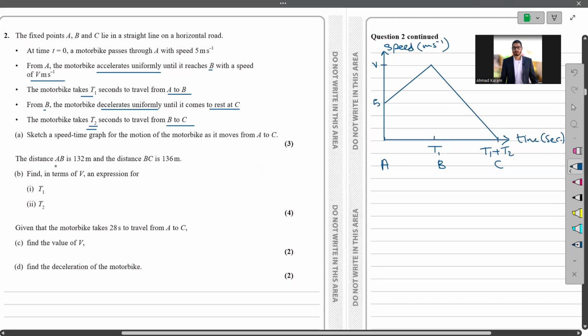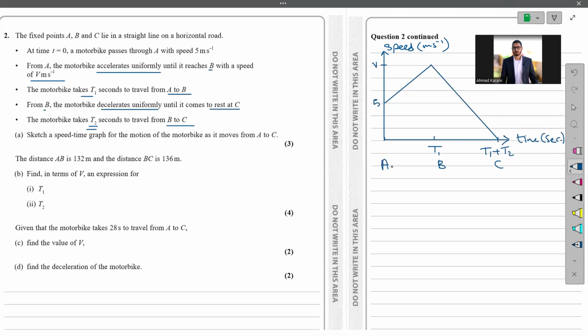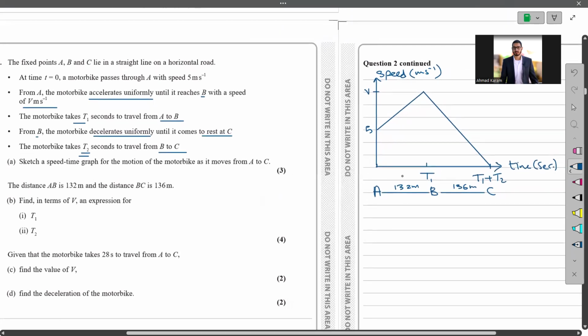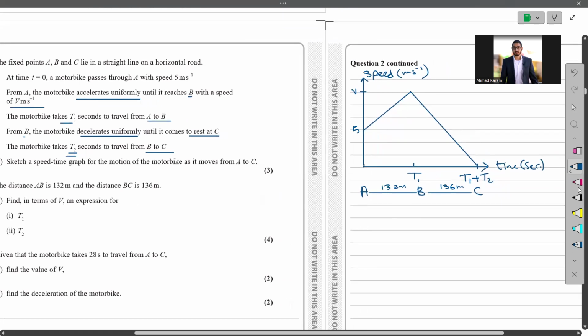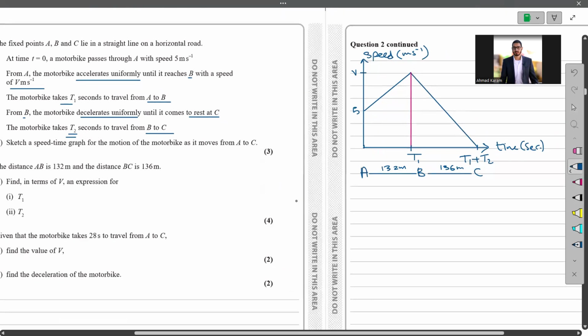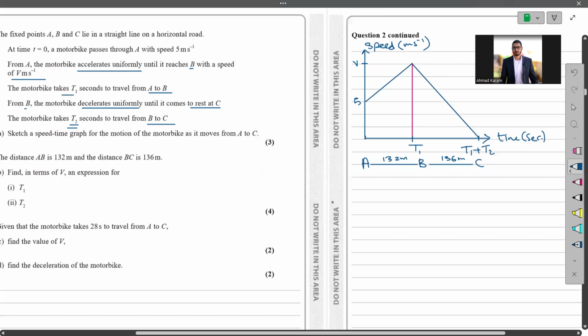Then the distance AB is 132 meters and the distance BC is 136. So we have the distance here is 132 meters and the distance here is 136 meters. Find the value of T1 and T2. So as we have the distances, we can divide this into a triangle and a trapezium and use the area under the graph.